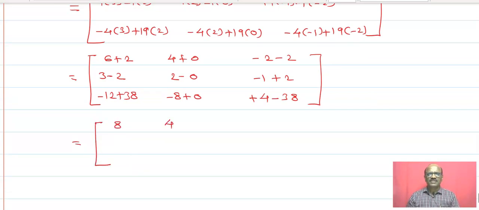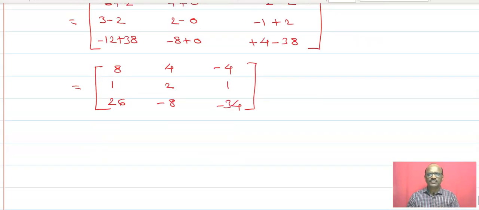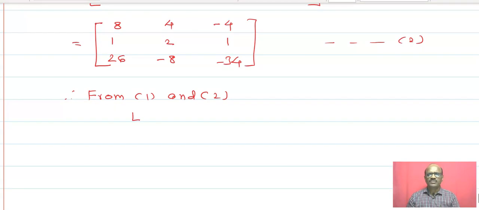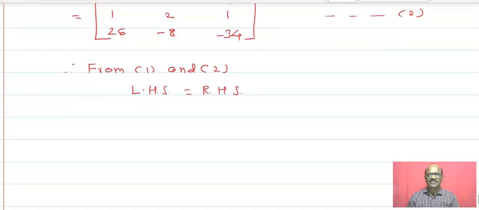The elements are 8, 4, minus 4, 1, 2, 1, 26, minus 8 and minus 34. This is the second one. From 1 and 2, LHS is equal to RHS, and hence A(BC) is equal to (AB) into C.